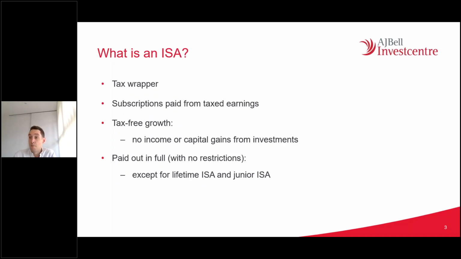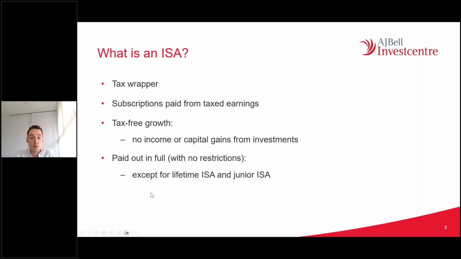So at a very high level, what is an ISA? It's a tax wrapper, so it's a tax efficient saving or investments account. ISAs are completely free of any income tax and any capital gains tax as well. So any investments within the ISA environment, you're not having to pay any income tax on any kind of dividends or savings interest, and gains as well that are made within an ISA, as I said, completely free of capital gains tax. So a really tax effective way to save and invest.